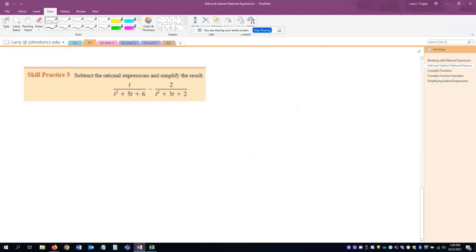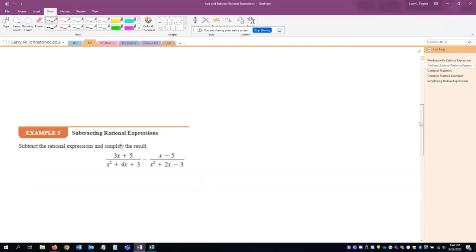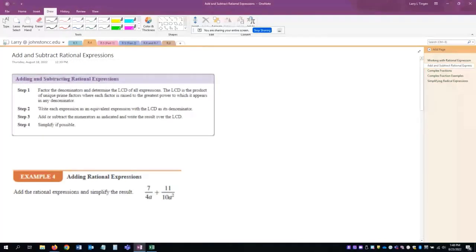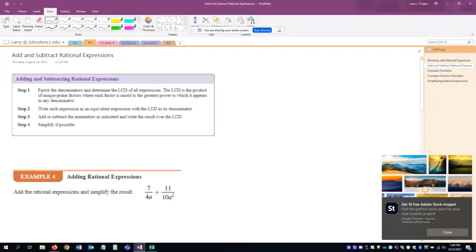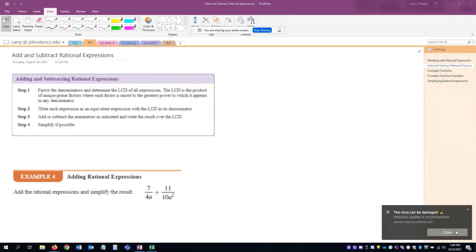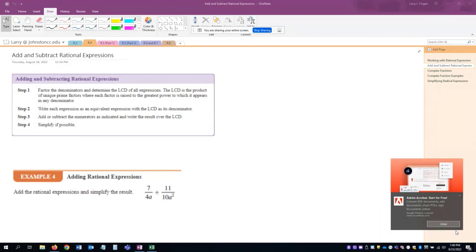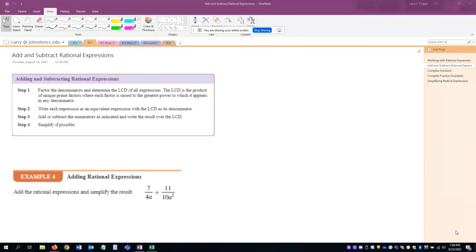All right, so let's go on to the next page. And this is the bottom of the page if you're worried. Next is adding and subtracting rational expressions. All right. So in order to add or subtract anything, we have to have the same denominator, right? So in order to add and subtract rational expressions, I've got to have the same denominator.